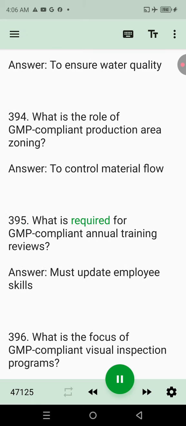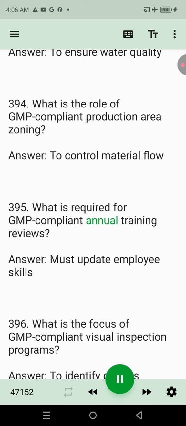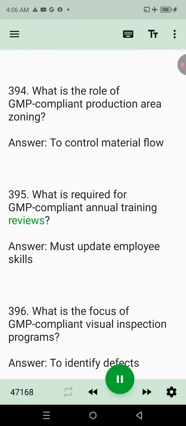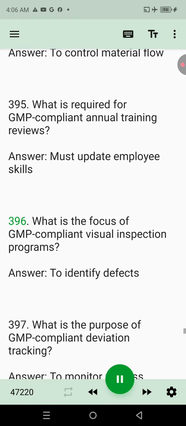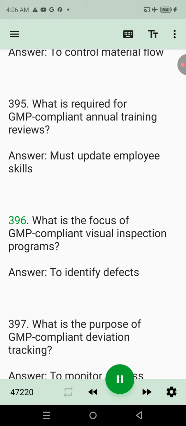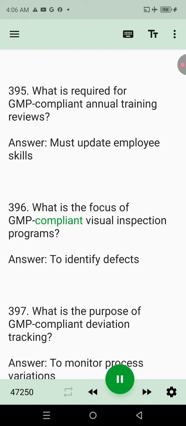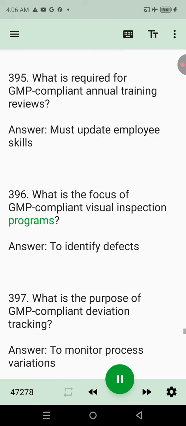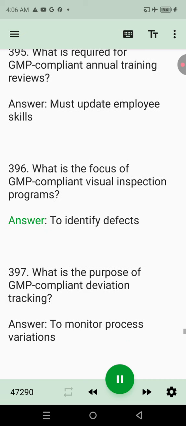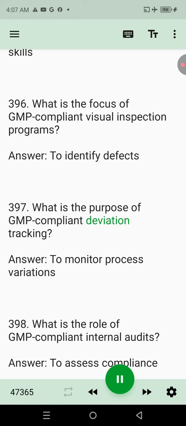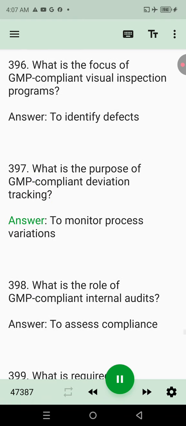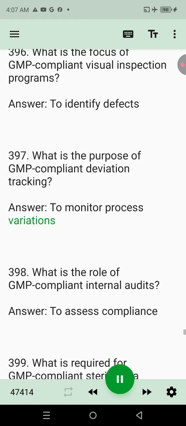395. What is required for GMP-compliant annual training reviews? Answer: must update employee skills. 396. What is the focus of GMP-compliant visual inspection programs? Answer: to identify defects. 397. What is the purpose of GMP-compliant deviation tracking? Answer: to monitor process variations.